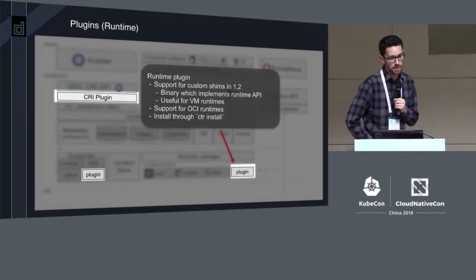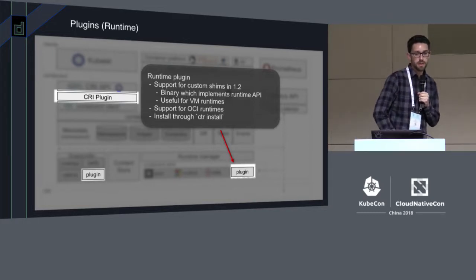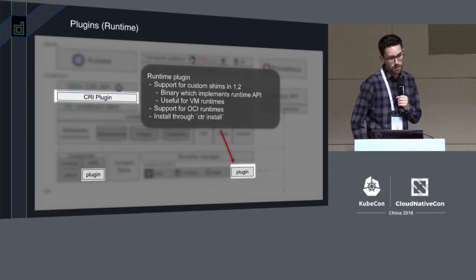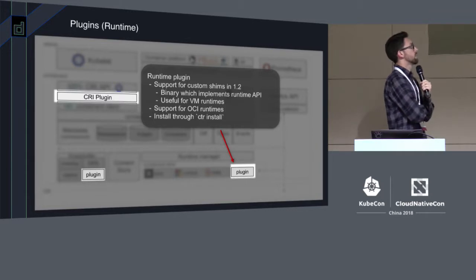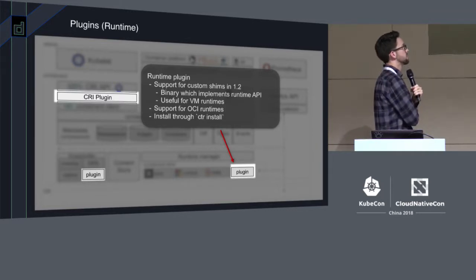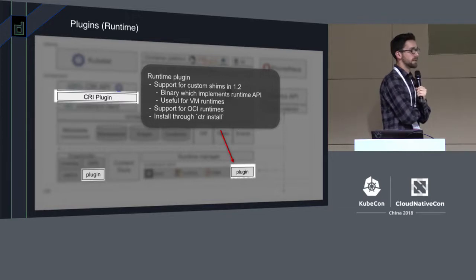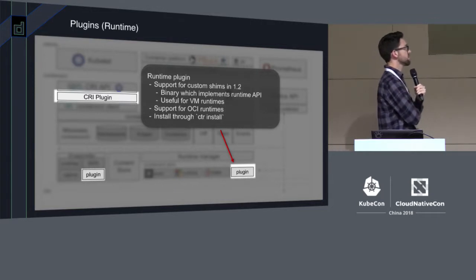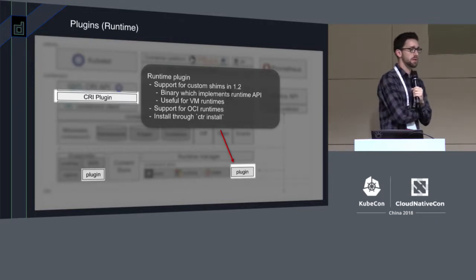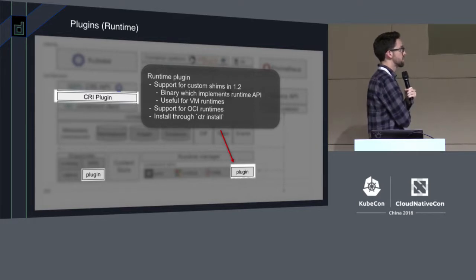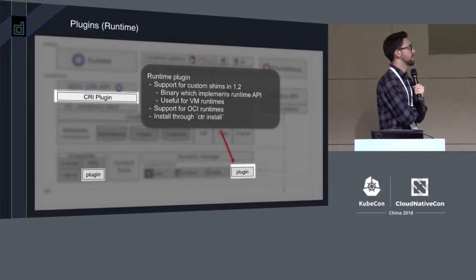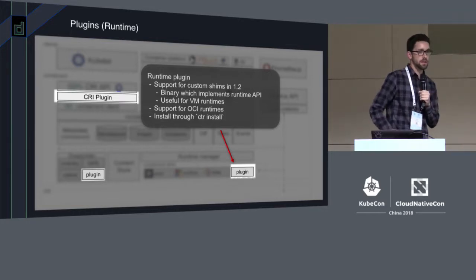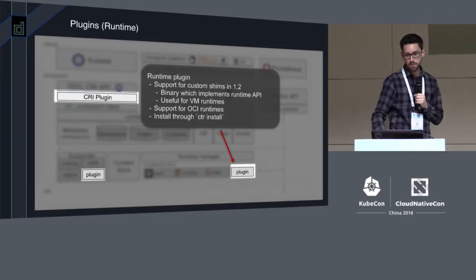And lastly, the runtime plugins. As I mentioned, in 1.2 we also added better support for the runtime shim API. So binaries basically implement the runtime shim API, and you can use any binary that implements that, whether that's Kata containers or gVisor. This is mostly useful for VM runtimes. OCI runtimes are already supported. We also added an install tool to CTR, so this will allow for installing these binaries from a registry image very easily.